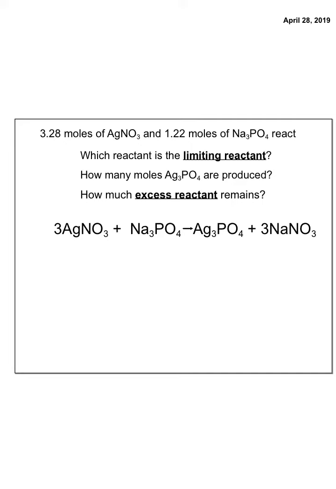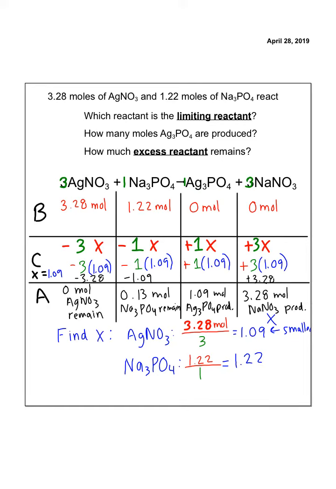All right, now let's get into a more typical problem with limiting. So we're starting with 3.28 moles of AgNO3, and 1.22 moles of Na3PO4. So we want to know what the limiting is, so that's the one that runs out first. We want to know how much of this is going to be produced, and we want to know how much is left over of the excess. Because yes, we have excess of one of these, more than we need, but we're using some of it, so there's going to be some left over that we can calculate. Hopefully this problem feels very similar. Here's kind of the differences.